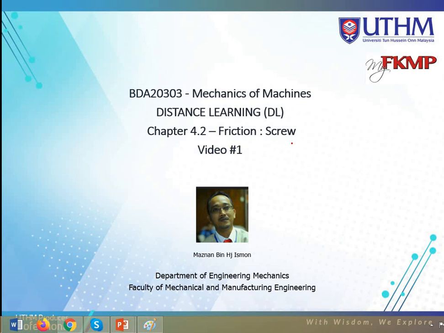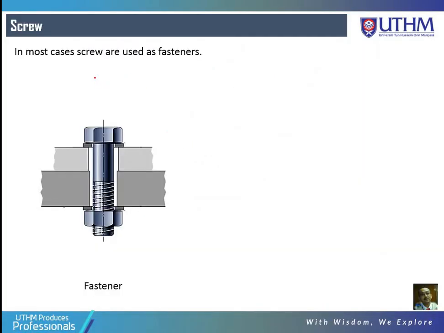We will focus more on the screw, friction in screw, under subtopic 4.2 right now. So what is a screw actually? I mean the application. In most cases, screws are used as a fastener. Say this is plate number one and this is plate number two. The screw or bolt and nut are used normally for securing both parts together.